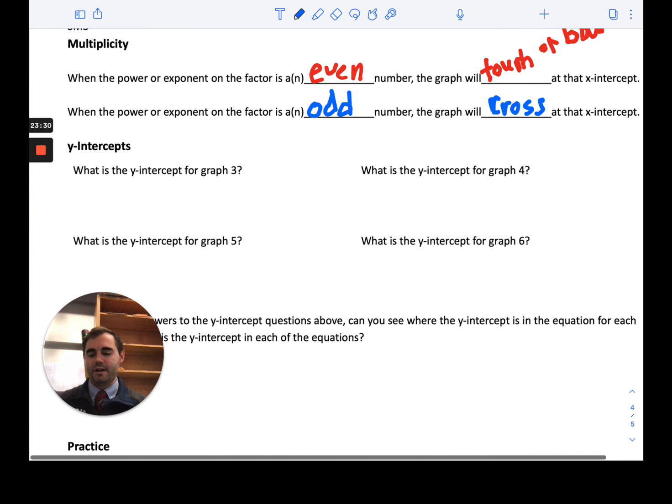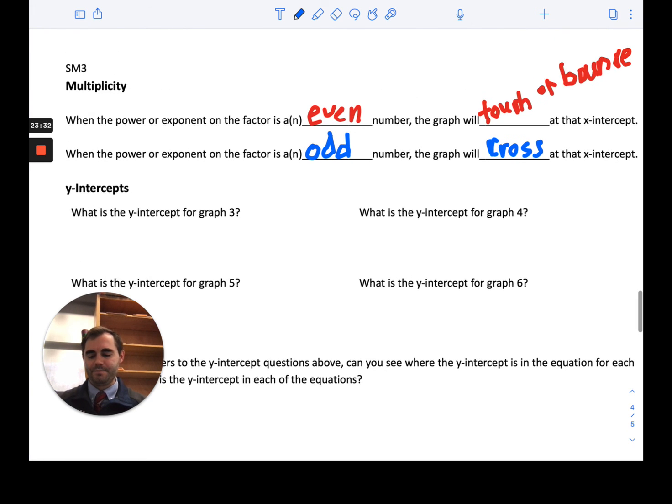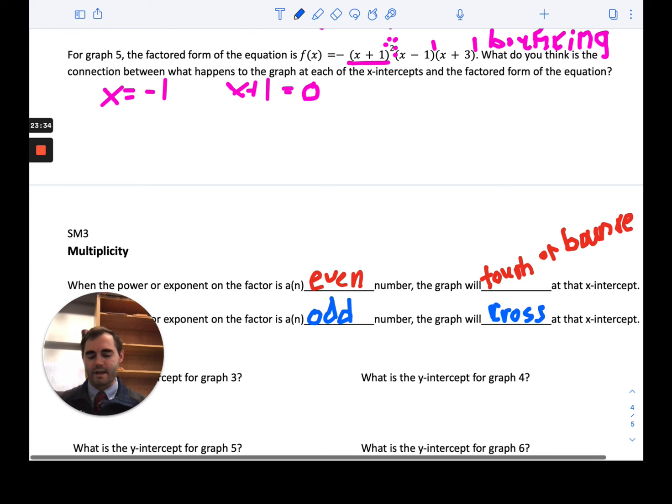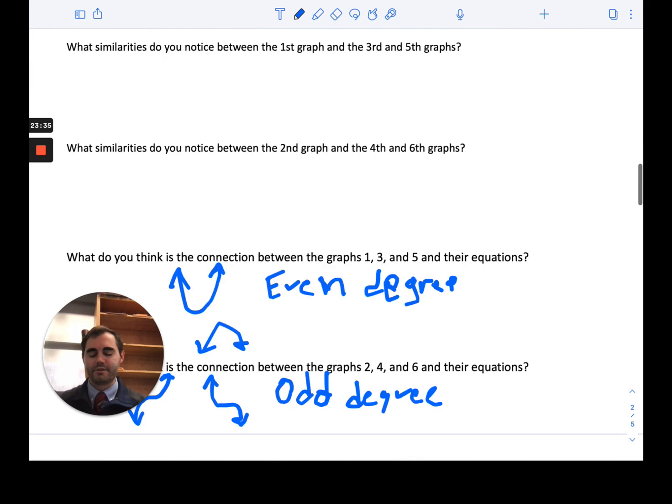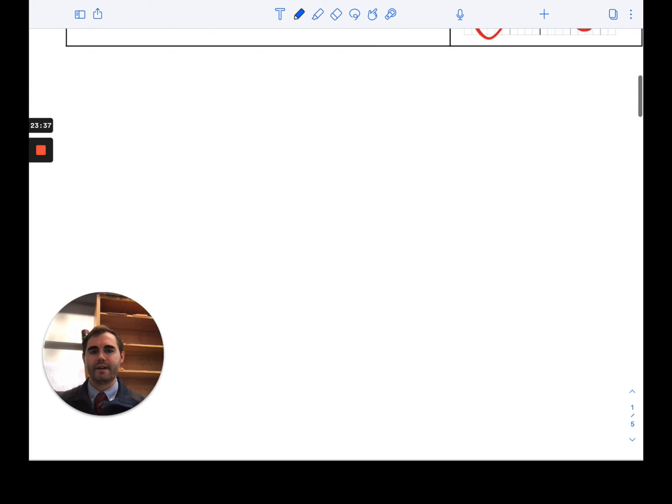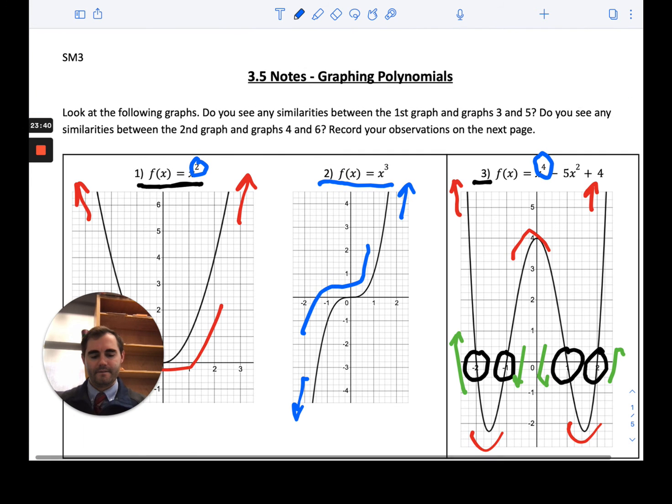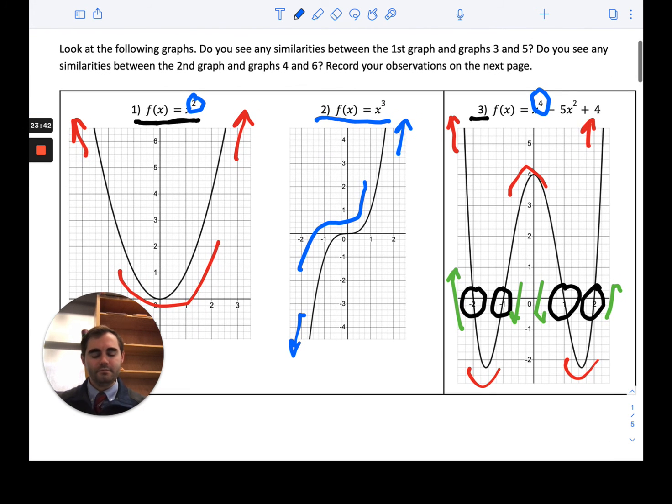Now let's take a look here at our y-intercept section. So let's take a look at graph number 3. If I scroll back up here to graph number 3, let's see. The y-intercept is where we cross the y-axis, right? So let me change my color here. Use yellow. I noticed that on graph number 3 here, our graph crosses the y-axis at 4, right?